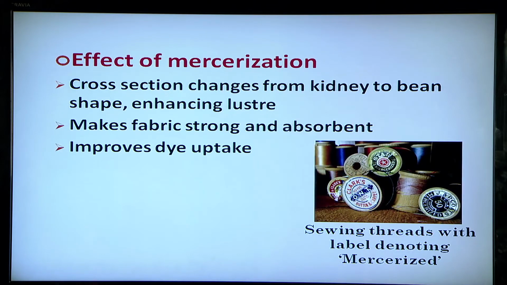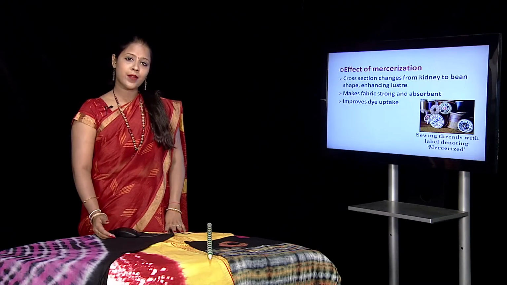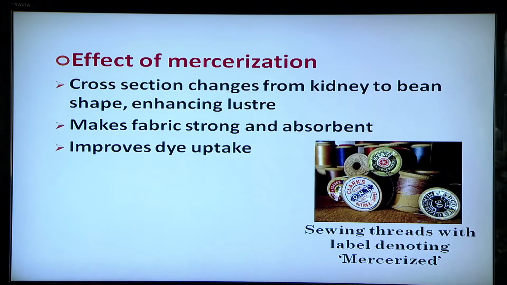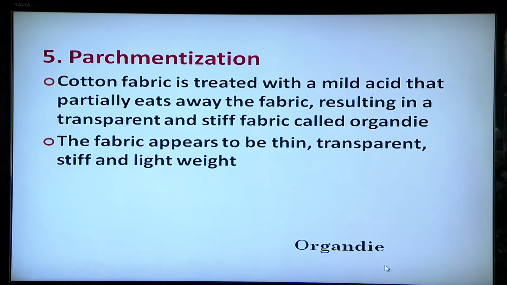The effect of mercerization is it changes the cross section from kidney to bean shaped while increasing its luster. Also, it makes the fabric strong and absorbent and also improves the dye uptake. The fabrics or the threads which are mercerized are labeled as mercerized.